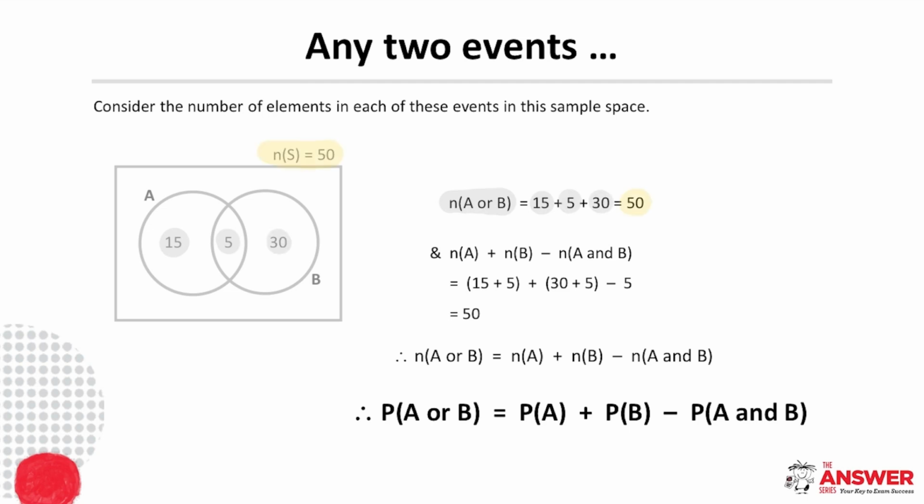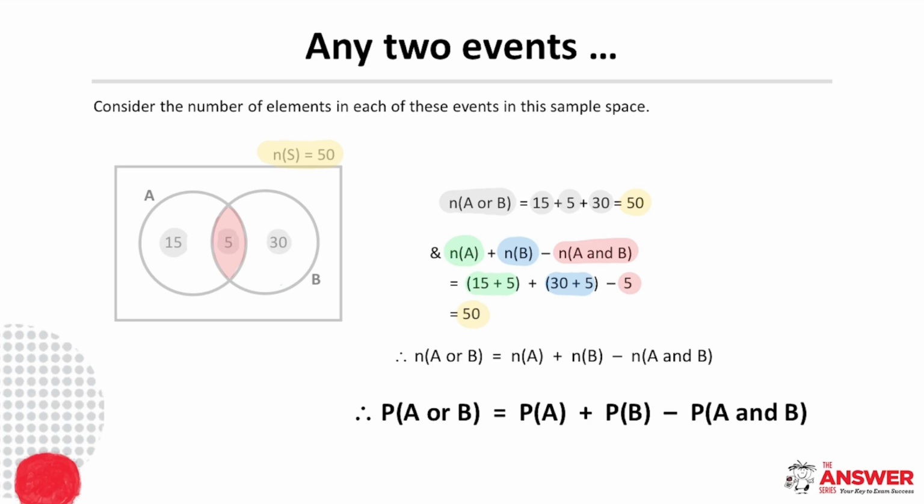Then if we look at the number of elements in A and the number of elements in B separately, we would need to count the 5 twice. And so to make sure we don't count the overlap twice, we add the number of elements in A and the number of elements in B and subtract the number of elements in the overlap. In other words, for any two events, the number of elements in A or B equals the number of elements in A plus the number of elements in B minus the number of elements in A and B.